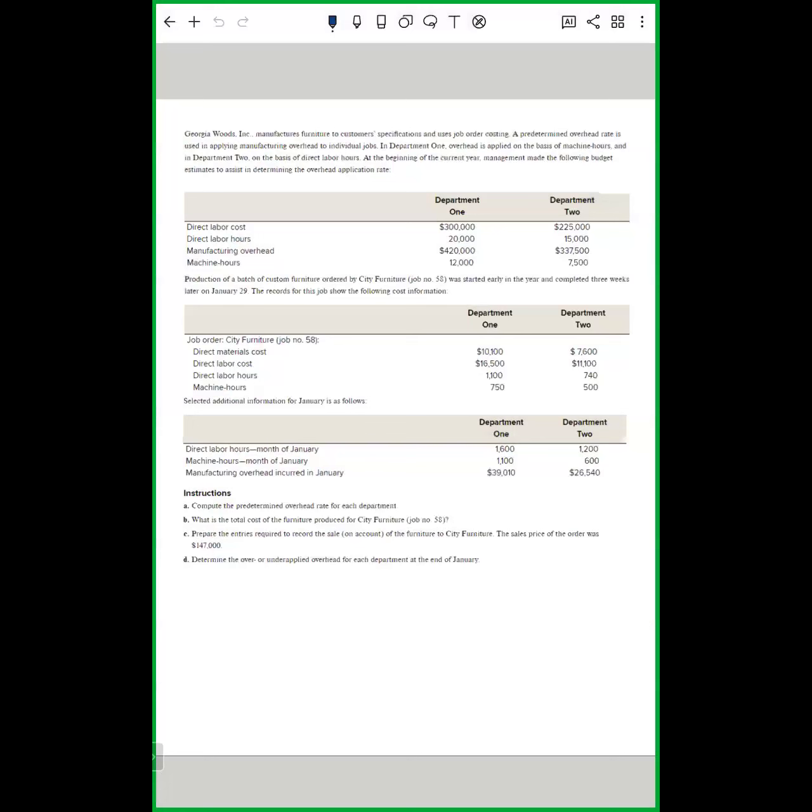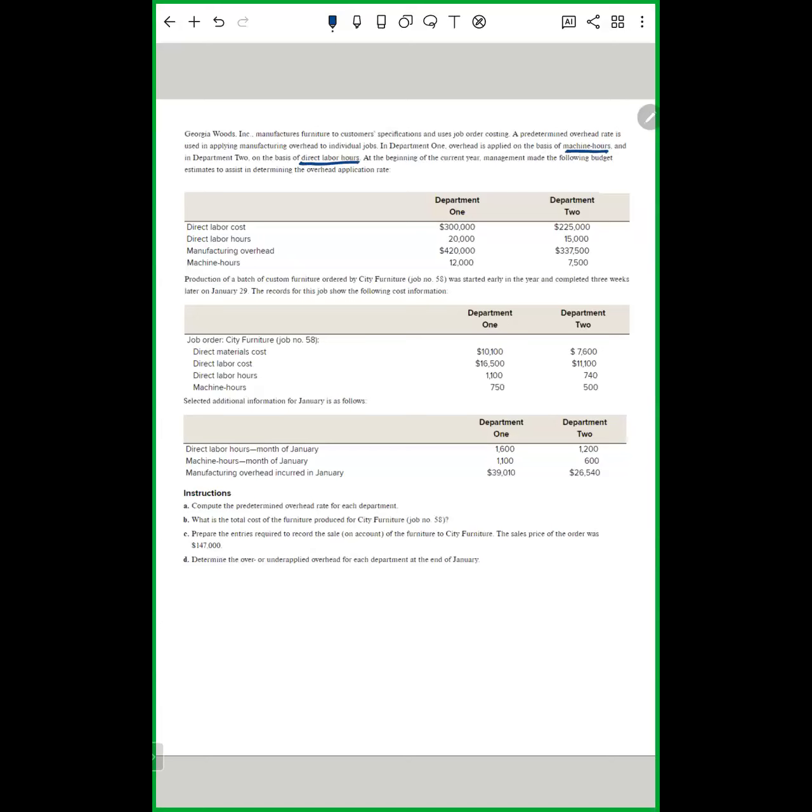Okay. Georgia Woods Inc. manufactures furniture to customers' specifications and uses job order costing. A predetermined overhead rate is used in applying manufacturing overhead to individual jobs. In Department 1, overhead is applied on the basis of machine hours. All right, so machine hours for Department 1. And in Department 2, on the basis of direct labor. All right, so we use direct labor in Department 2.